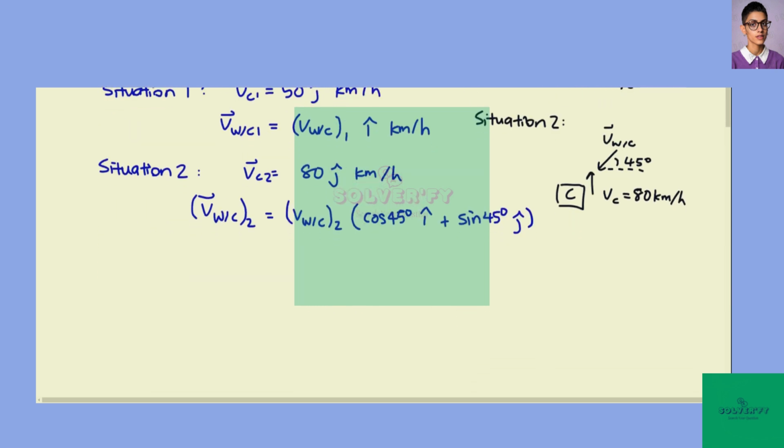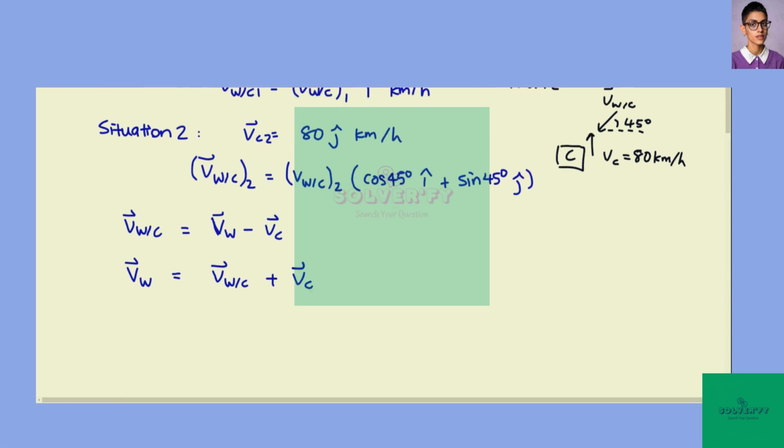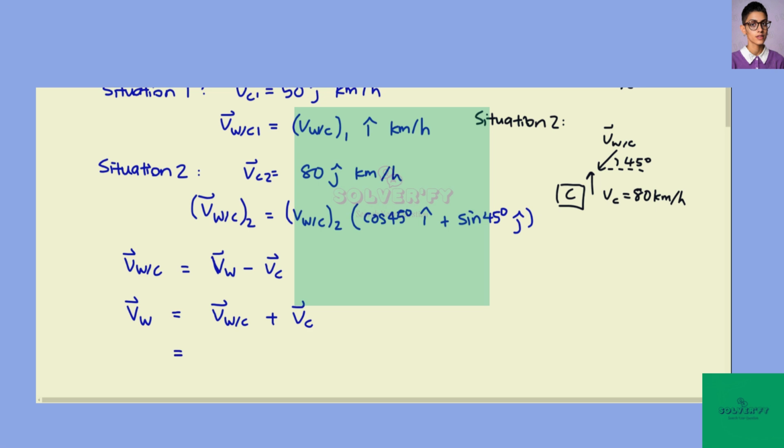In both cases, velocity of wind relative to car is defined to be velocity of wind minus velocity of car. So velocity of wind in both situations is the same. We have V_W/C plus V_C, and we are going to get two equations based on the two situations.